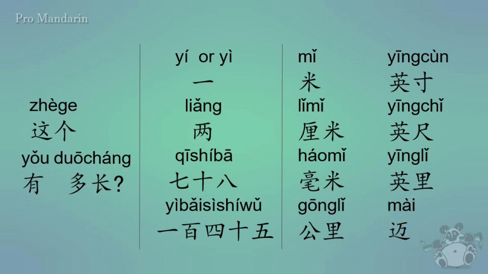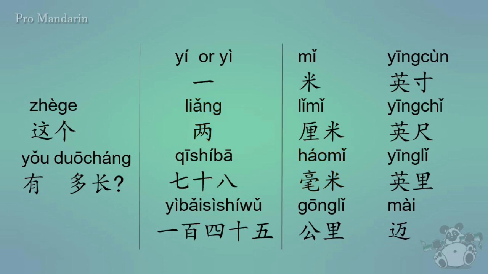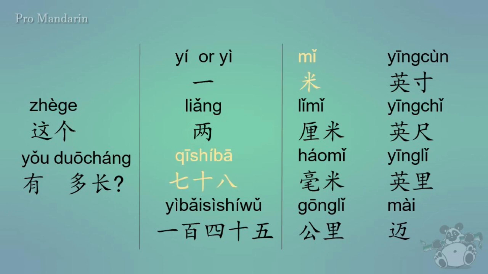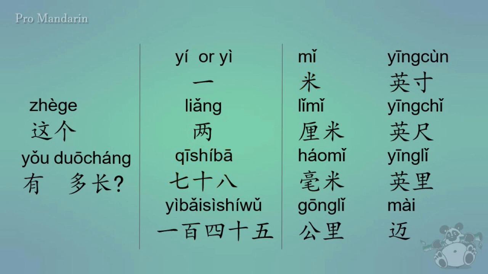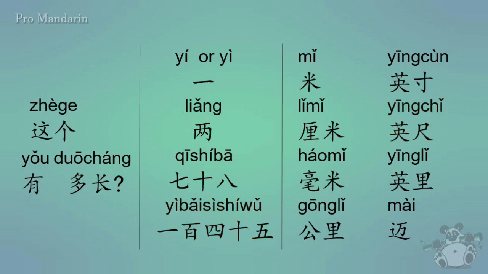All right, now with that, how would you say it is 2 millimeters? 2毫米. All right, now how would you say 78 meters? 78米. All right, now how would you say 145 feet? 145英尺.